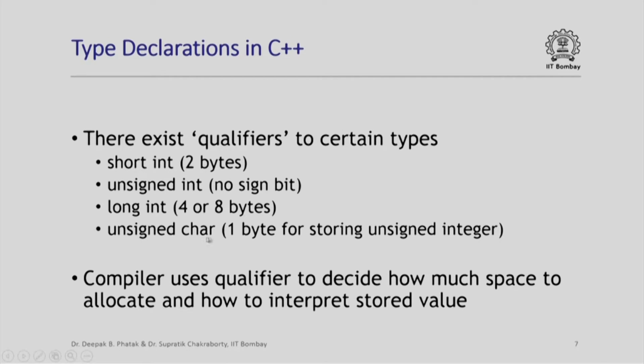Or I could have unsigned char, which means use 1 byte as in a character, but I am going to use it for storing unsigned integers. So, the compiler uses the qualifiers that you can give to types. For example, int is the type and short is the qualifier, char is the type and unsigned is the qualifier. The compiler uses this qualifier information to decide how much space to allocate for a variable and how to interpret the stored values.